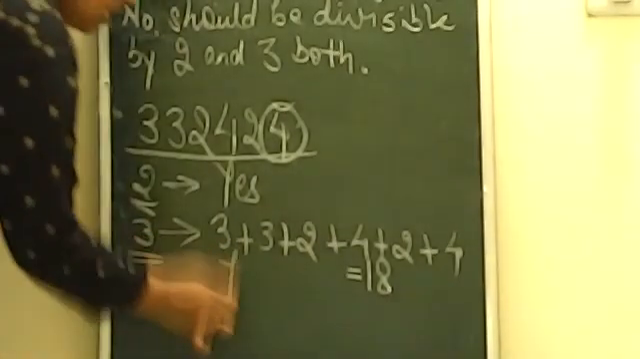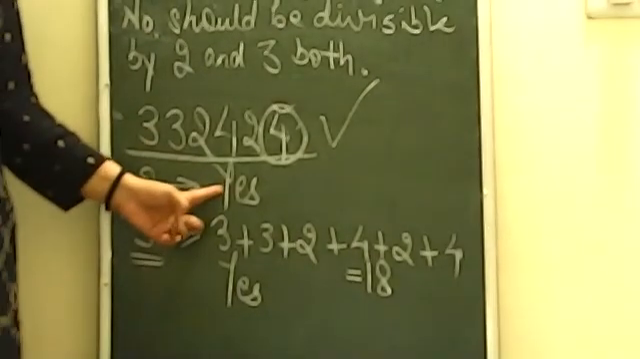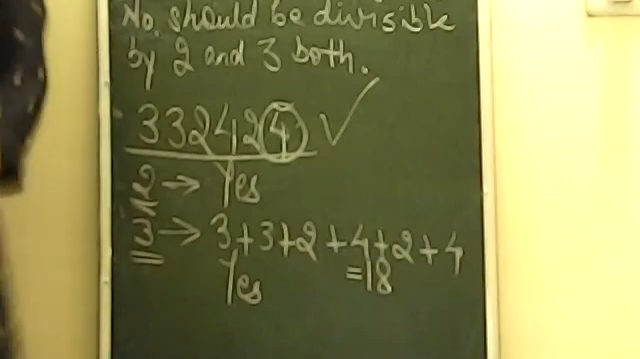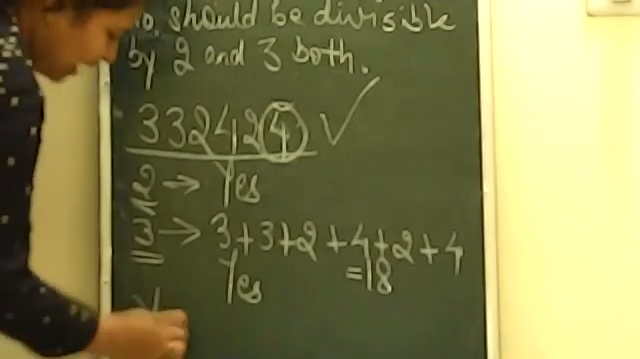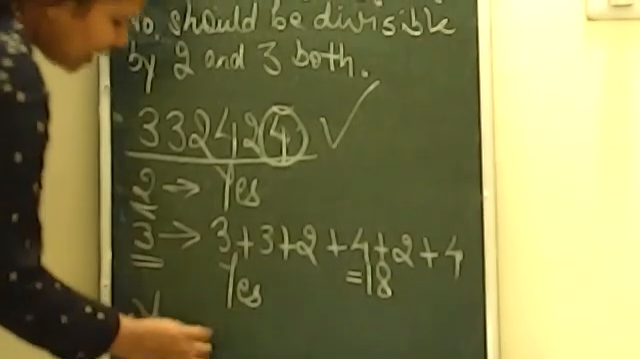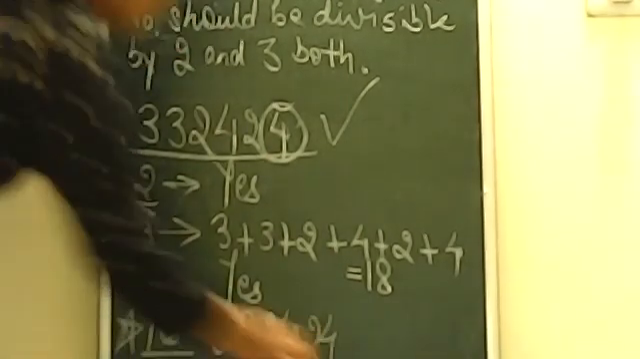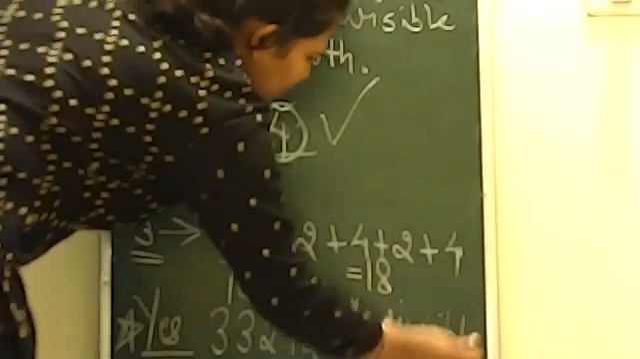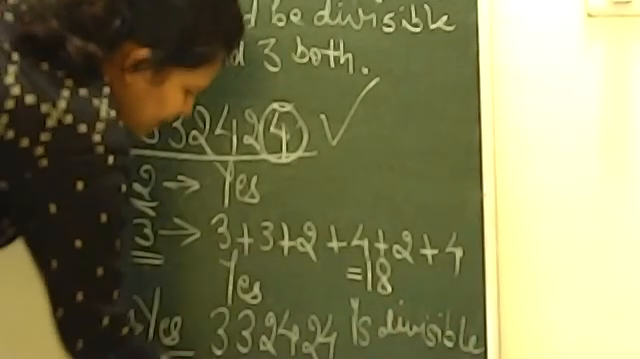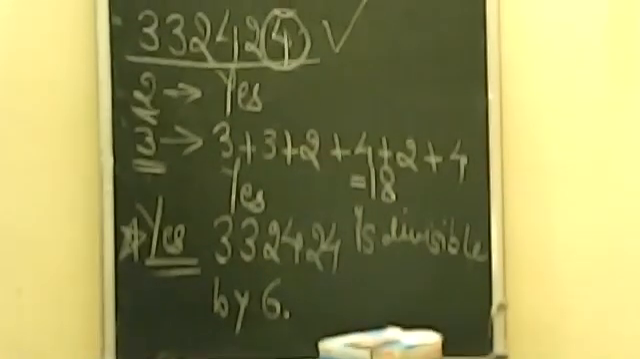So it means this number which we have written here is proving that it is divisible by 2 and 3 both. 2 से भी divisible हो रहा है, 3 से भी divisible हो रहा है. It means yes. At the end you will write it down in the answer. Yes, 332424 is divisible by 6. Finished, beta. We have completed this. ठीक है, this is done.